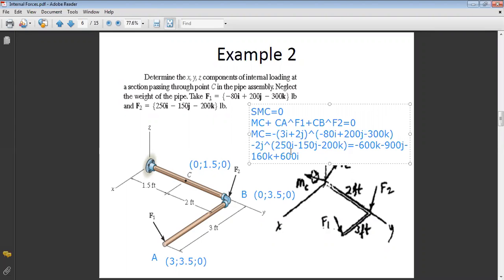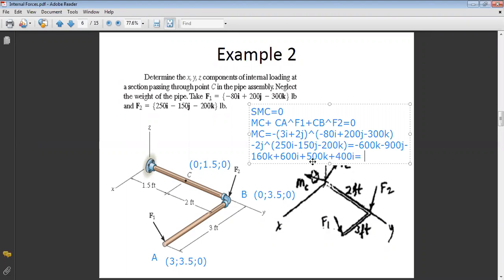Now I will continue the expansion with the last term. I have j vectorial i, it's minus k, and I have a minus outside, so plus 500k. I have j vectorial j, 0. j vectorial k is plus i, and I have minus minus, so plus 400i. Okay, and now all I have to do is to sum i components together, j components together, and k components together to get vector MC.